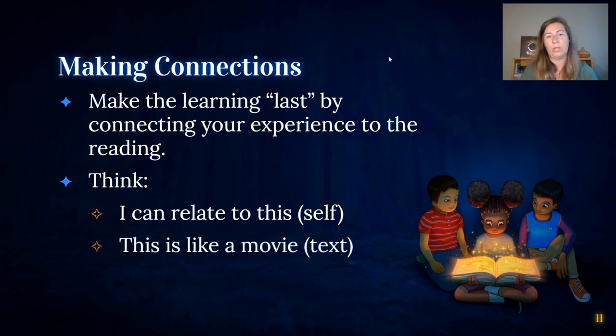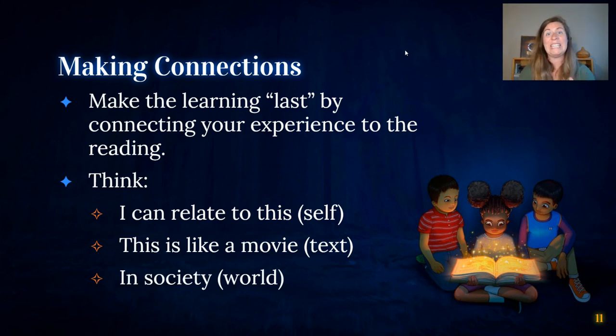The second connection you can make is what we call text to text. And a text can be anything. It can be a story, it can be a news article, it could be a movie, something that you've read or seen before, and maybe even music, like an album or a song. So maybe you've seen a movie about someone going to the beach, and so you can make a connection in that way.